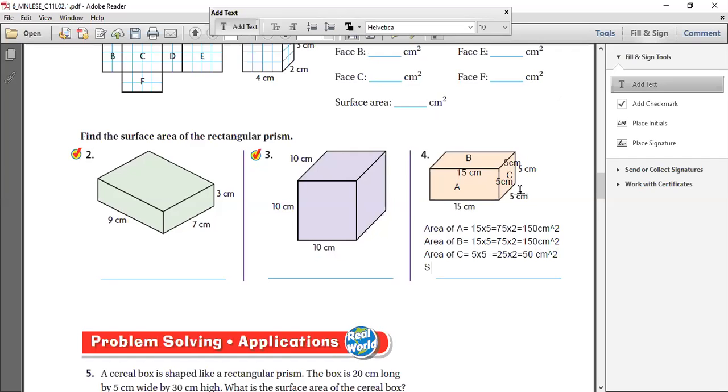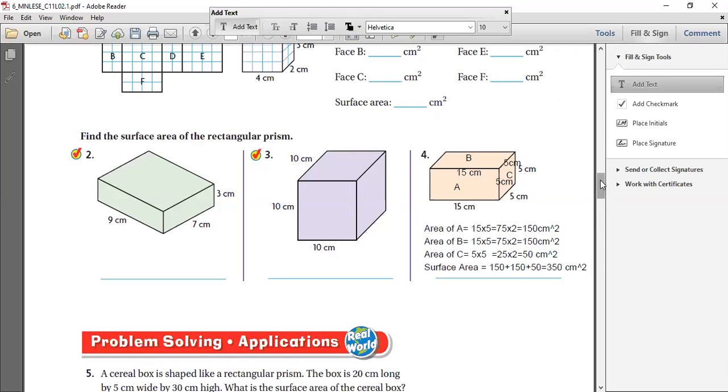Now, finally, we are going to add up all of them. So surface area is equal to 150 plus 150, that's 300, plus 50, which is going to give you 350 square centimeter. I hope you are not using the calculators. Never use the calculators. Never ever use calculators unless they are really needed.